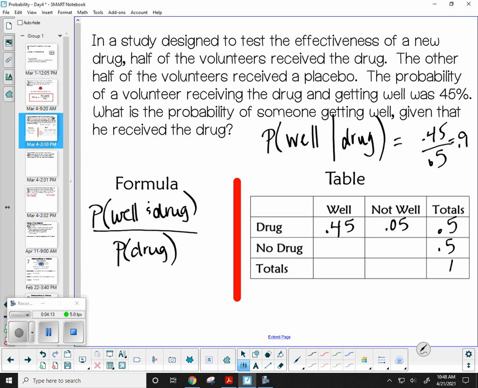So what was the probability, looking at our, forget the table, look back at our words up there, our text. What's the probability of getting well and taking the drug? 45%, right? Receiving the drug and getting well right here is 45%. That has to be my numerator. What was the probability of getting the drug? 50%. Is it half of the people got the drug, right? So that's 50%.